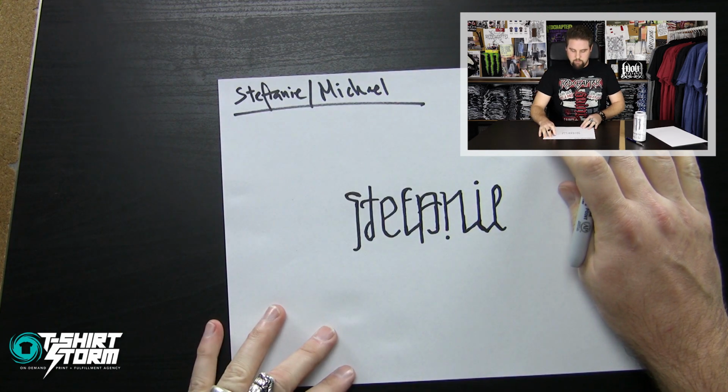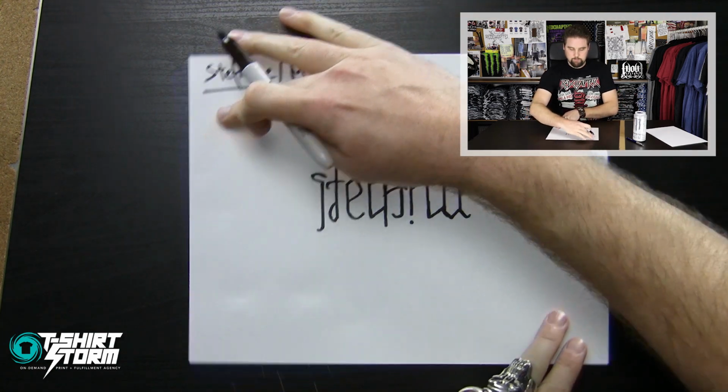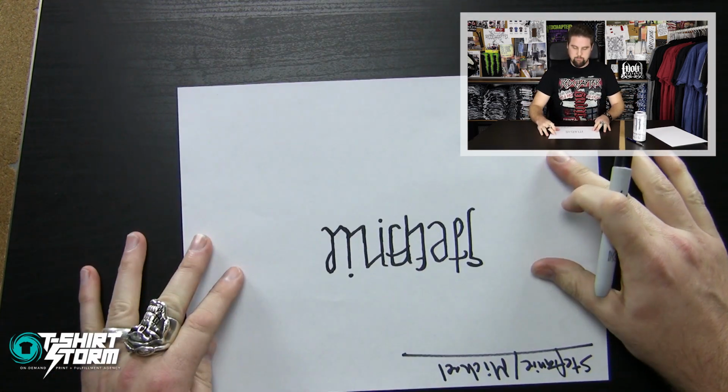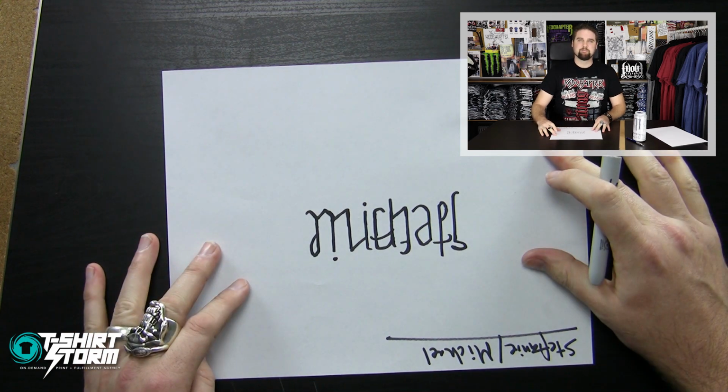All right, so there you have it. We've got Stefanie this way, and it flips to say Michael the other way from a random comment. All right, those are the ambigrams for today.